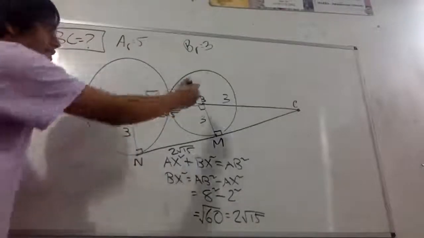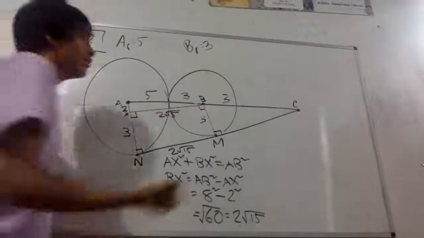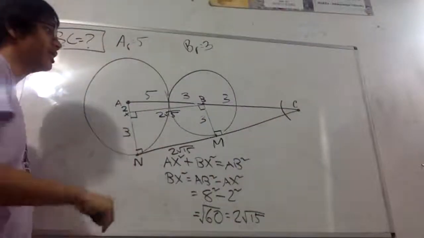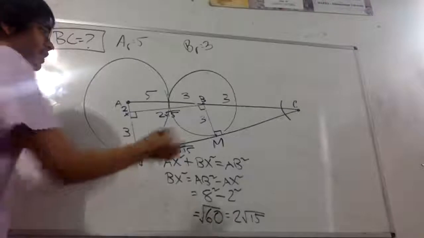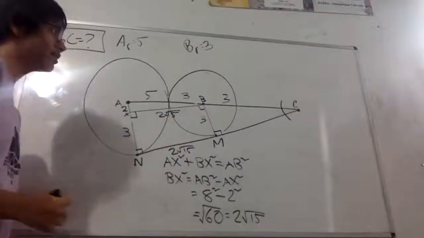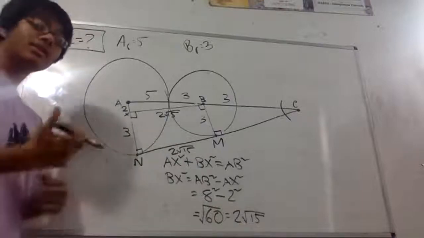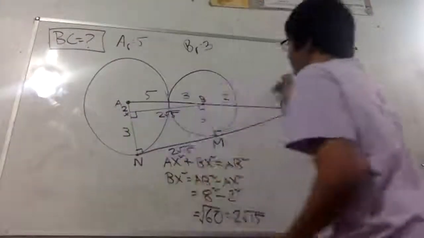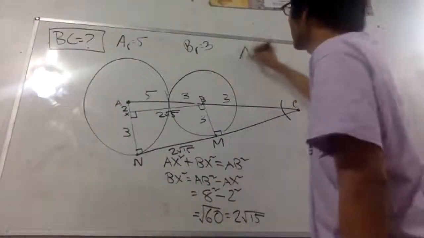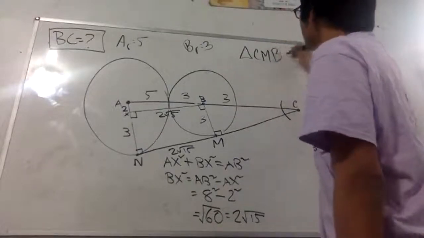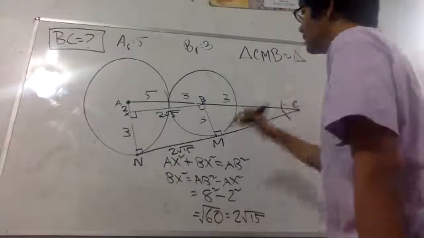Well, notice that these two triangles are similar. We have angle C is congruent to angle C by the reflexive property, and we also have these two right angles, right? So by angle-angle similarity, these two triangles are similar. So what can we do? We write the following similarity statement: triangle CMB is similar to triangle CNA.